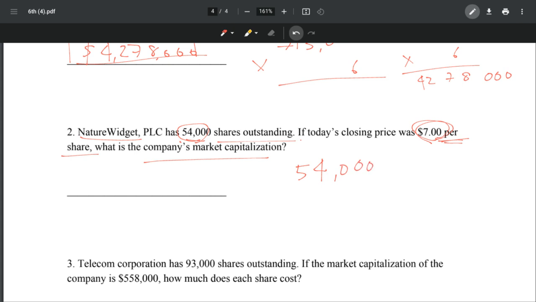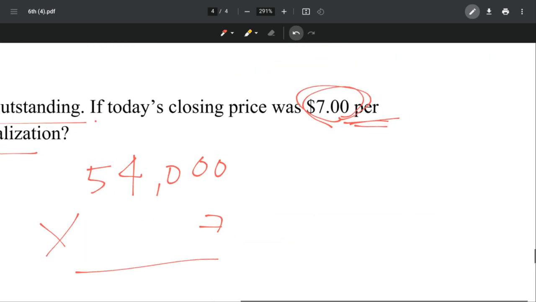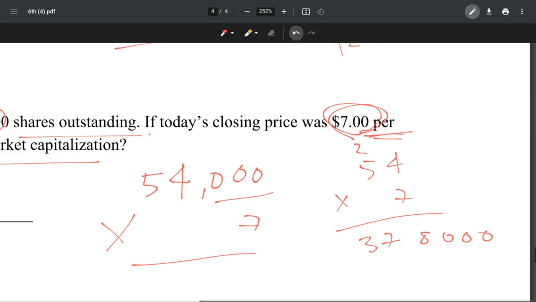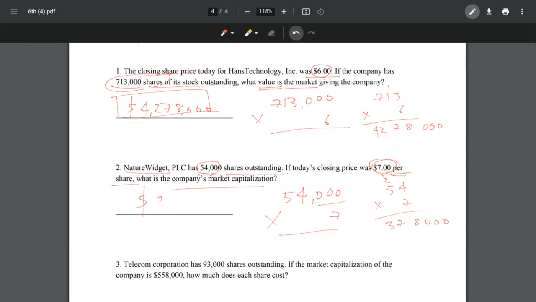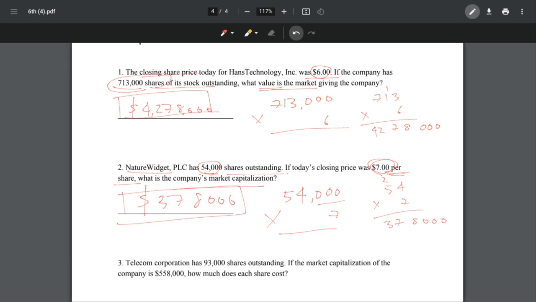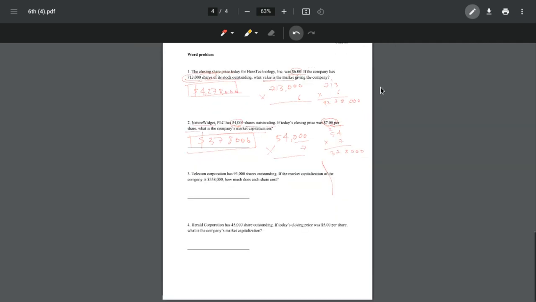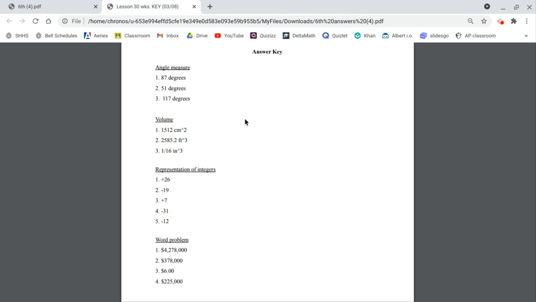So we're multiplying 54,000 by 7. And again, we could just do 54 times 7, which is 378, and we just add the 3 zeros in the back. Okay? So that's it. That's our answer. Okay? So try number 3 and 4. Just finish the worksheet, and here are your answers.